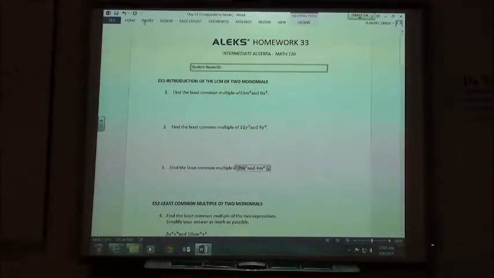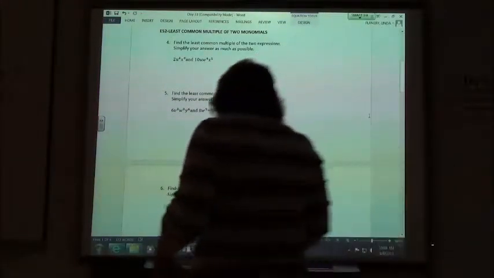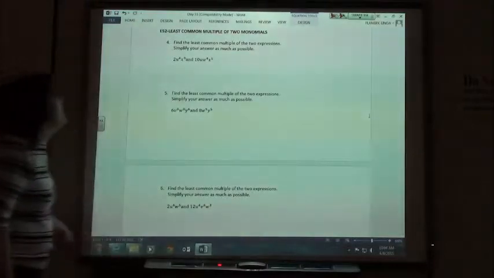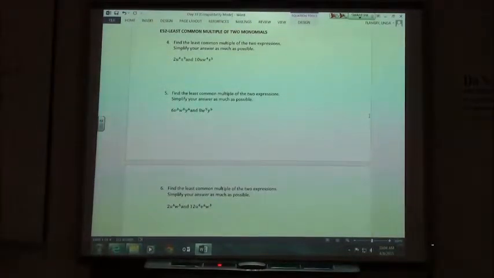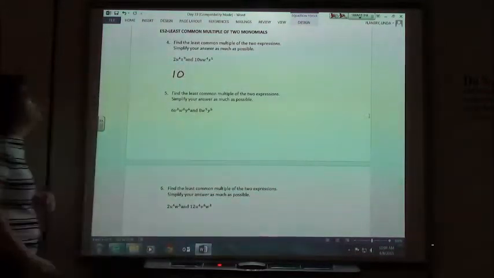While I'm thinking of it. So number 4. Now we're going to do the least common multiple of my monomials that are longer, that have multiple variables. So least common multiple of 2 and 10. That's a factor, 10 is. 2 does divide into 10 evenly, so 10 is my least common multiple.